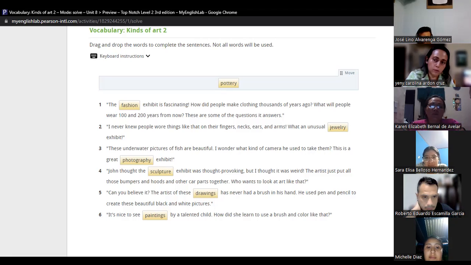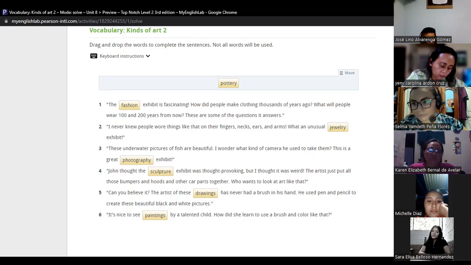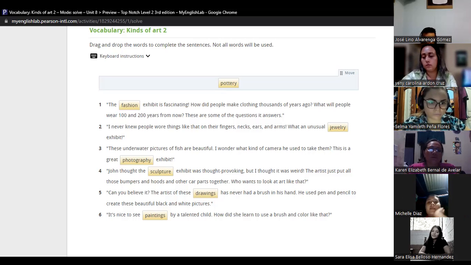Thank you. Number 4. John thought that the sculpture exhibit was so provoking, but I thought it was weird. The artist just pulled out those bumpers and other car parts and put them together. Who wants to look at something like that? Thank you so much. What about you? Tell me, please.